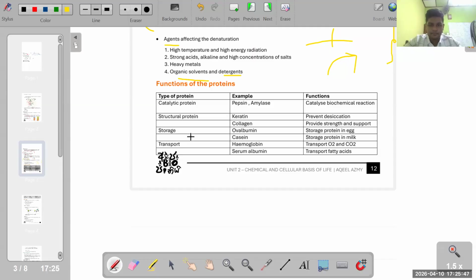Is that clear? Yes, very good. So let's go to the next part.